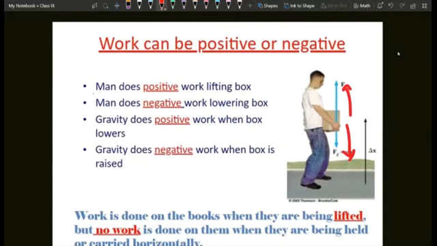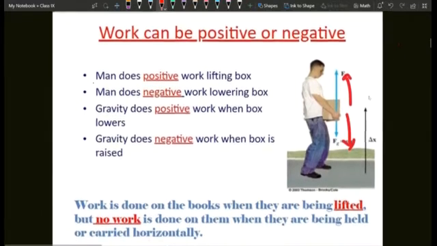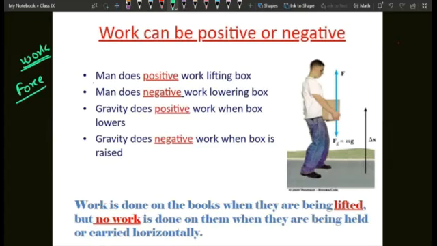Now, work can be positive or negative. In this example, if I want to elaborate, this is the situation. There are two forces. Remember always, work is done by that who is applying force. Now, here in this case, when you lift an object upwards, there are two different forces.